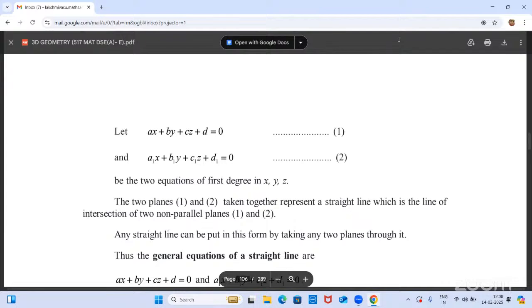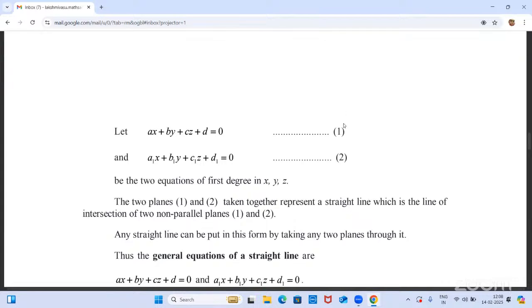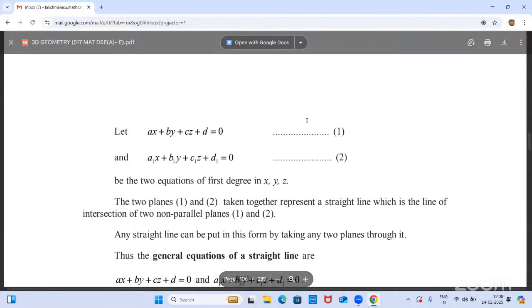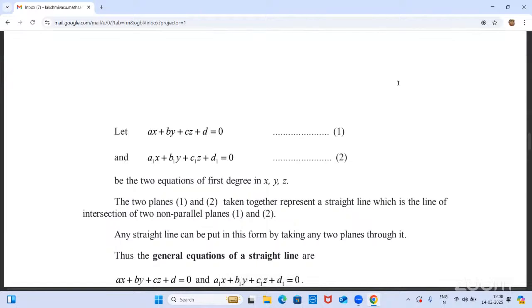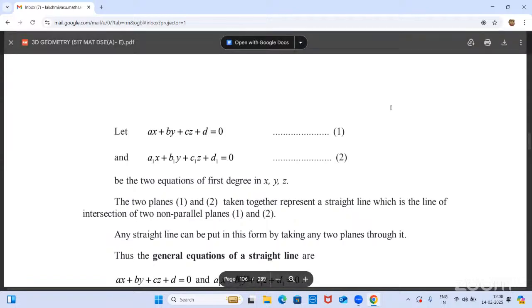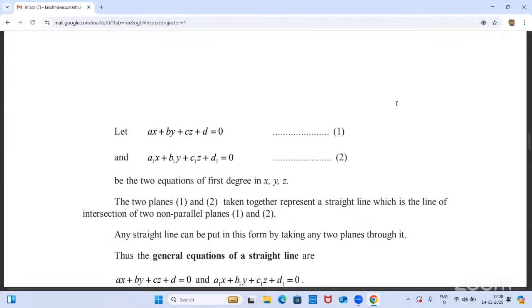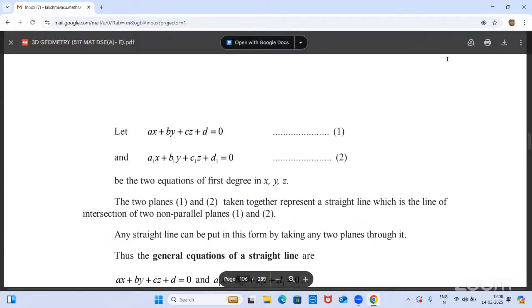Now, just you have to see here. Here there are two equations. Let ax plus by plus cz plus d equal to 0. This is the first equation, and a1x plus b1y plus c1z plus d1 equal to 0. Say this is the second equation. Now there are two equations of first degree in x, y, z.